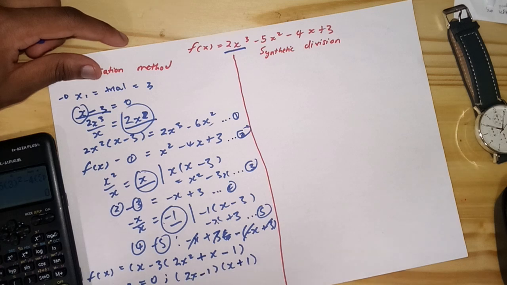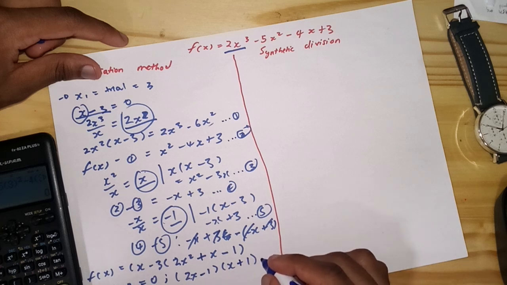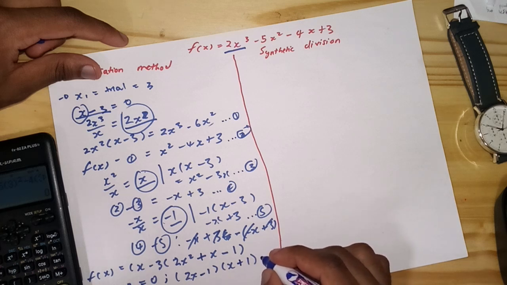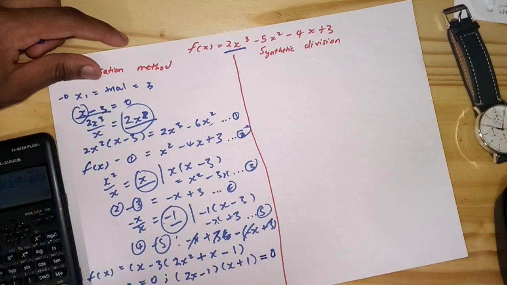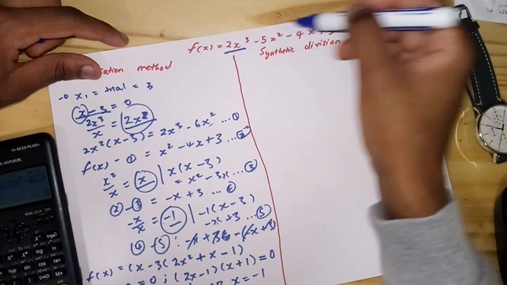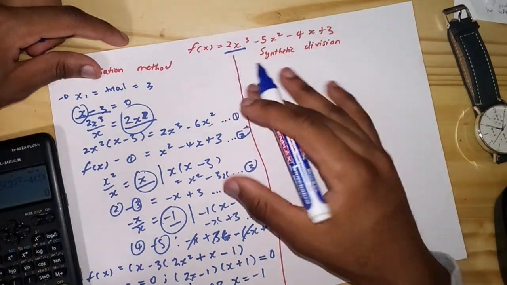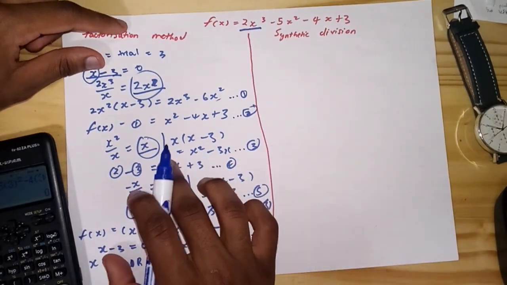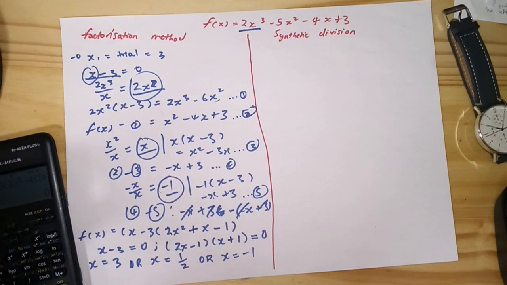The next thing you're going to do is say x equals 3 or x equals 1 over 2 or x equals negative 1. Then you prove it by plugging all of these numbers into your f of x, and you will find the answer. So that's how you would do it in relation to the factorization method. Take your time, try and practice it. I'm going to place some equations later at the end of the video.